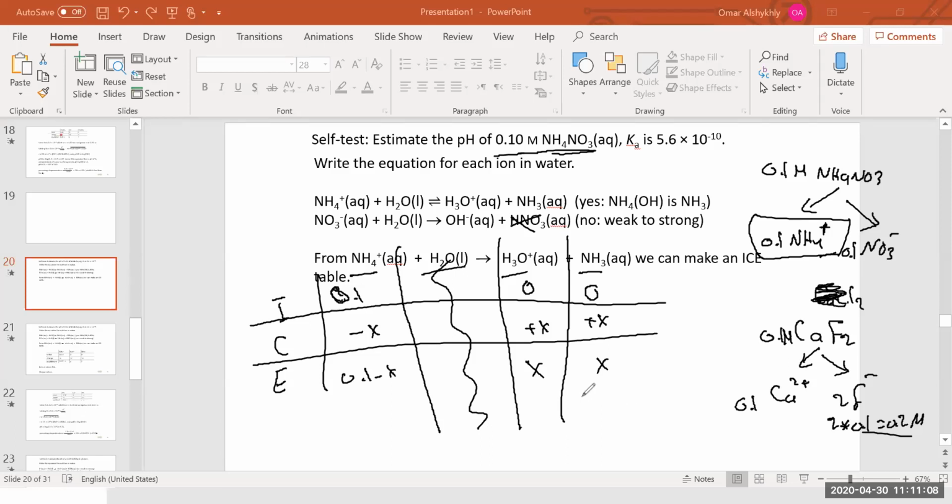Now, also, look at here, guys. Another thing that's important. Look what we have here. We have H3O positive, which is the H positive. So here, we need to use the Ka.